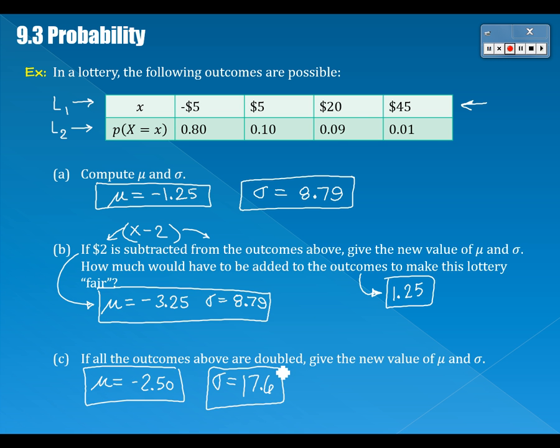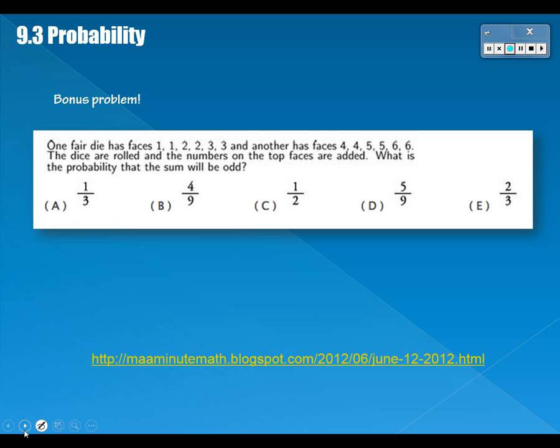Thank you so much for hanging in with me all the way to the end of this PowerPoint in this lesson. We've covered everything we can think about with the basics of probability. We have some more to talk about with probability for sure, but you've done quite a bit here. All right, so there's a bonus problem.